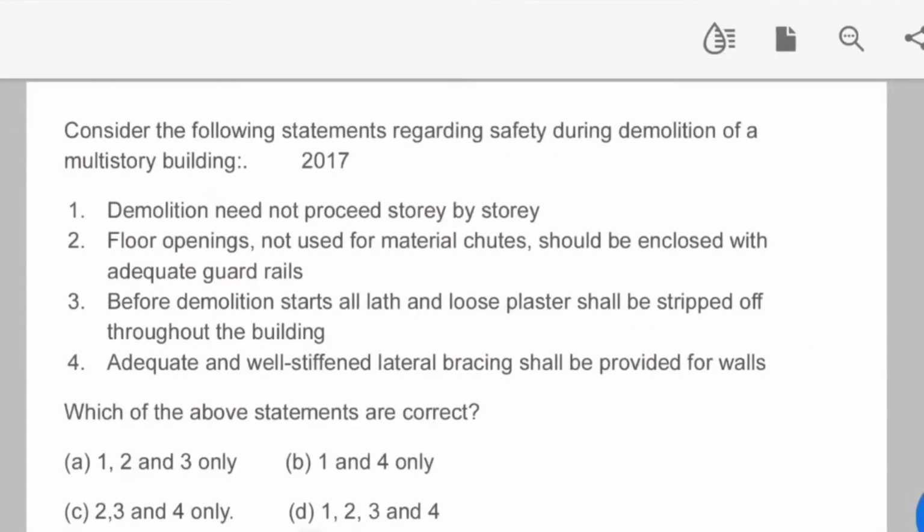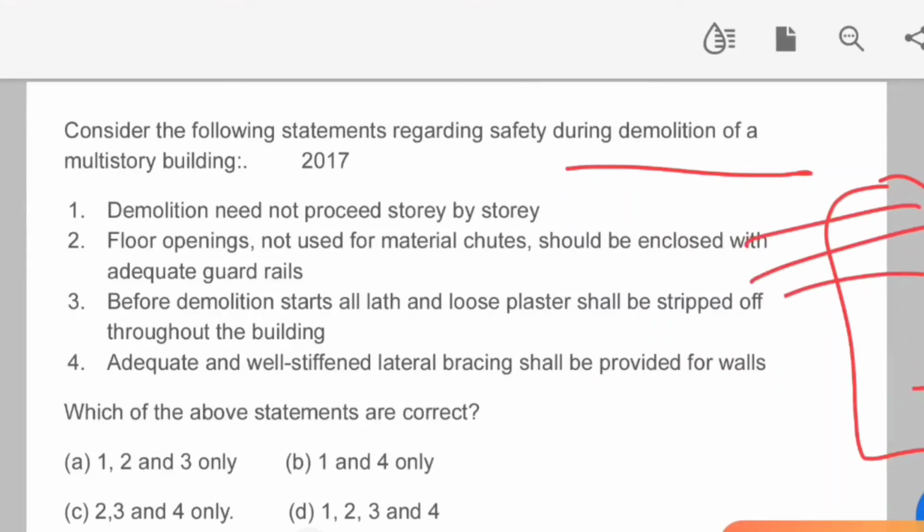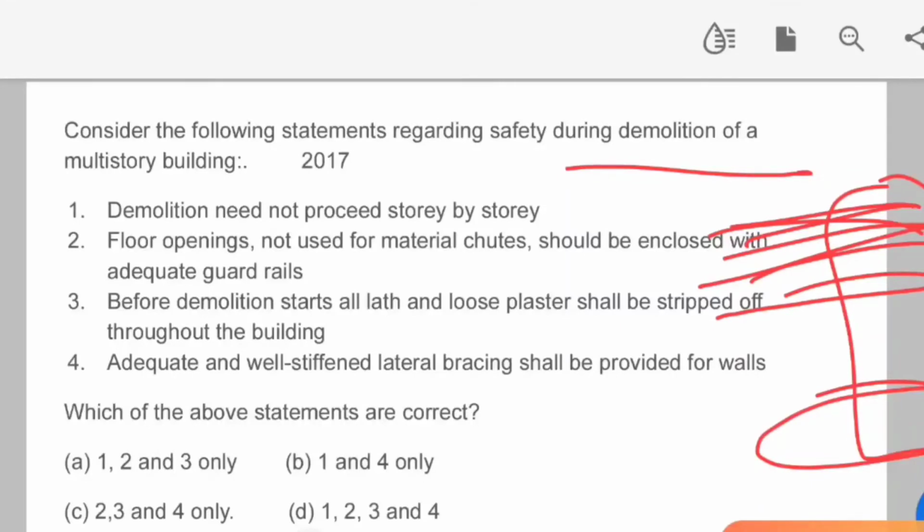Now the next question I have also discussed in the particular section. Consider the following statements regarding safety during demolition of a multi-story building. Demolition need not proceed story by story. When I had given a lecture on demolition, I covered the topic that in demolition it is always necessary to demolish story by story. You cannot demolish the ground floor directly. You have to remove one story, then another, from the top of the structure.